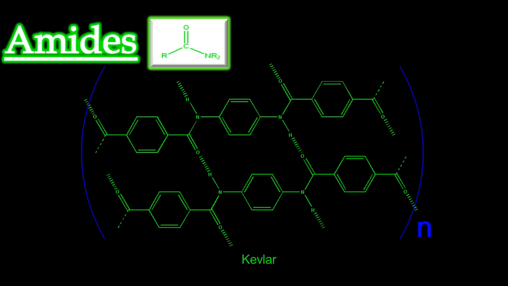Kevlar is a material that contains multiple amides and features aromatic rings and hydrogen bonds that make this into a strong polymeric material. Note all the amides indicated in red.